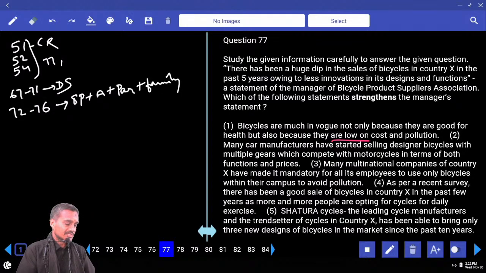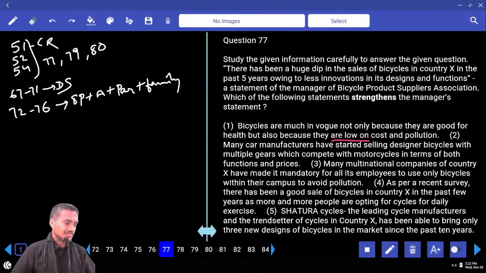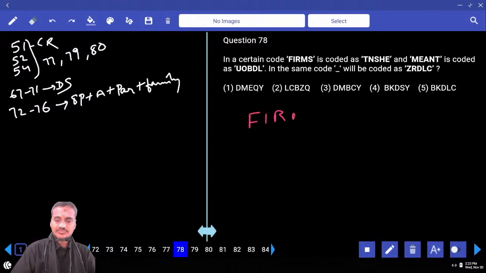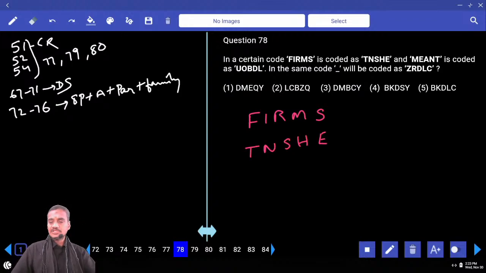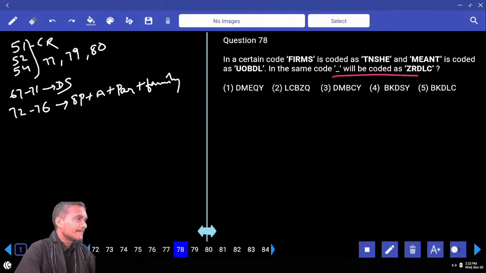Then next, 78 and 79 are also based on critical reasoning, and 80 is also critical reasoning. Meanwhile, we are left with question number 78. In this, the code given to the word FIRMS is TNSHE. What is the logic behind this? And MENT is coded in the same way. Dash will be coded as ZRDLC. Here the question is about coding or decoding.